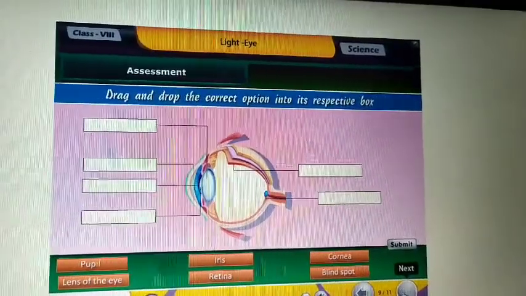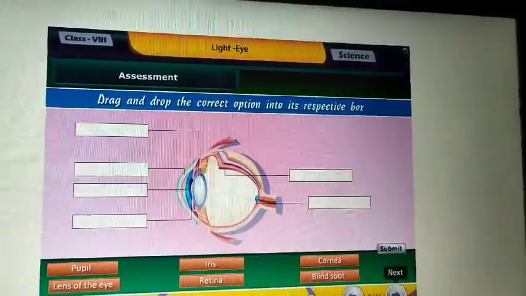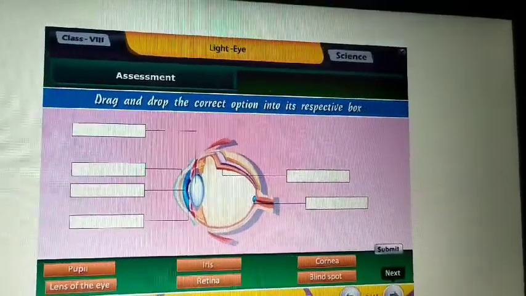Students, now let's check your understanding. You need to drag and drop the correct option into its respective box.